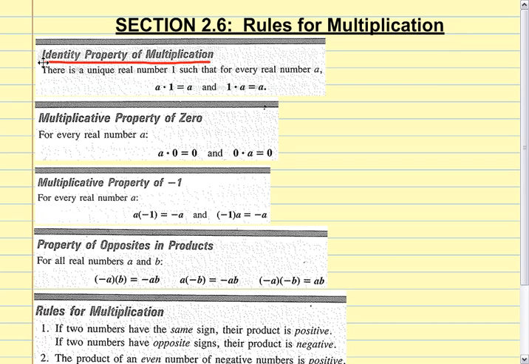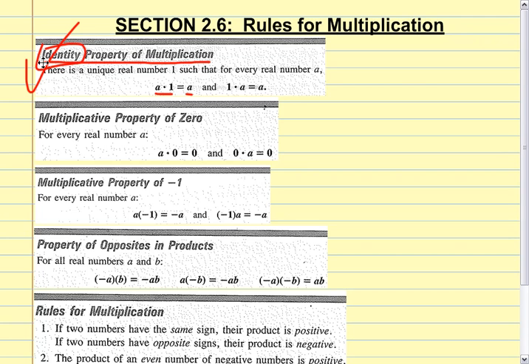Identity property of multiplication. A number, they called it A, times 1 is equal to itself, okay? 1 is the identity element for multiplication. That means when I multiply a number by 1, it keeps its identity. It stays the same, right? What's the identity element for addition? Exactly. If I add 0 to a number, it keeps its identity. That's why it's called the identity property, right? If I multiply by 1, it stays the same. If I add 0, it stays the same. All right? Good. 1 done.